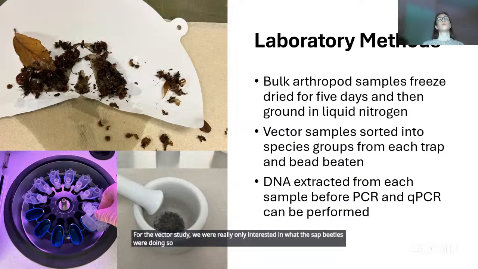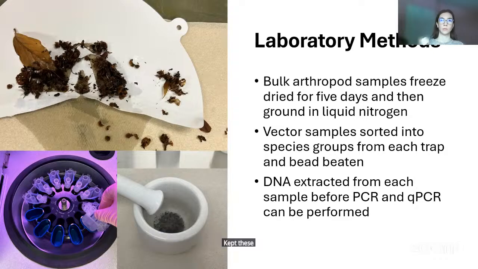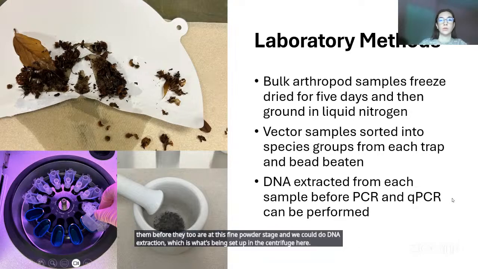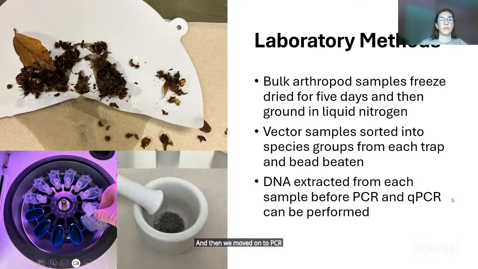So we separated those out and then identified them to species using morphological ID characteristics, kept these species groups together, froze them at -80, and then beat them until they were at this fine powder stage, and we could do DNA extraction, which is what's being set up in the centrifuge here. And then we moved on to PCR, our detections, and quantitative PCR, our quantifications.